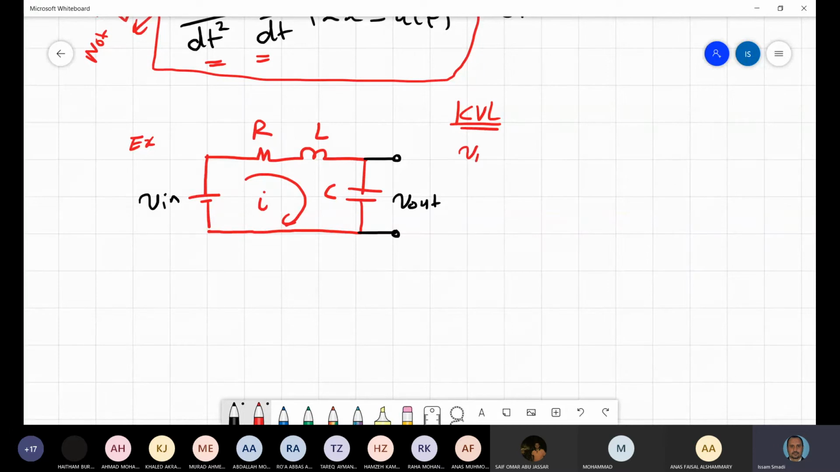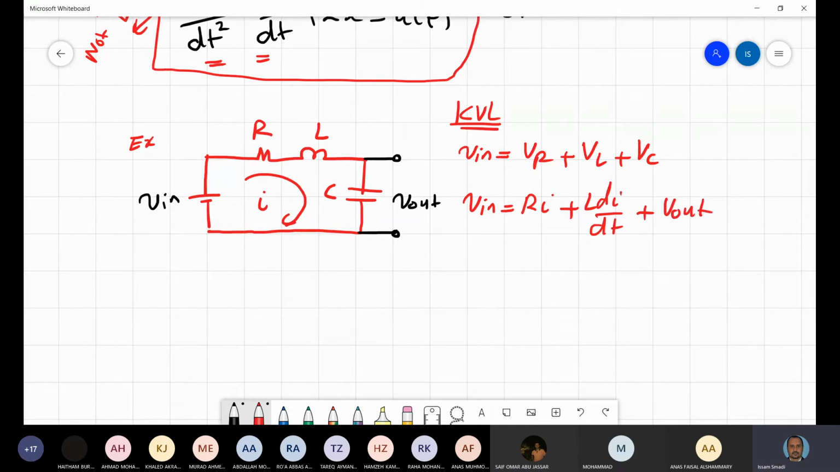So here I will say that Vn is equal to VR plus VL plus VC, which is the V out. Then I will write Vn equal to Ri plus L di by dt, and VC is actually V out, so I will write here V out. Now we need to represent the relation between the input and the output. The current passing through the capacitor is the same, correct? IC equal to I. So VC, which equals V out.